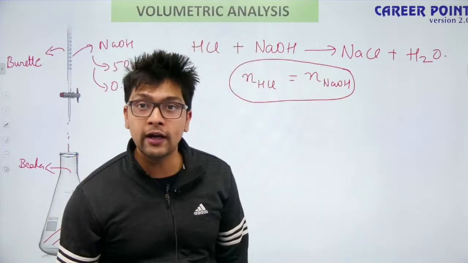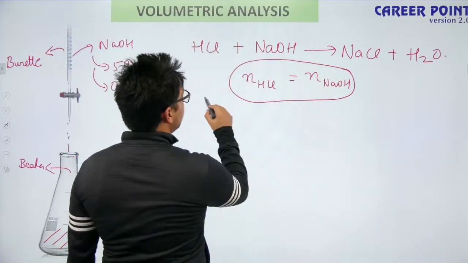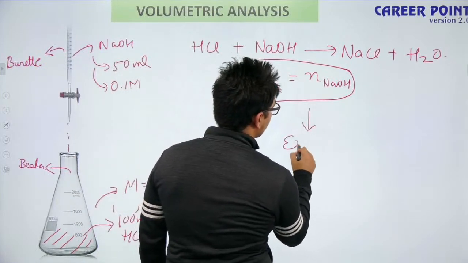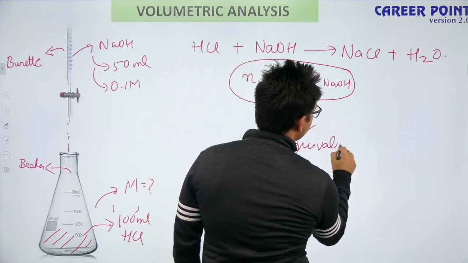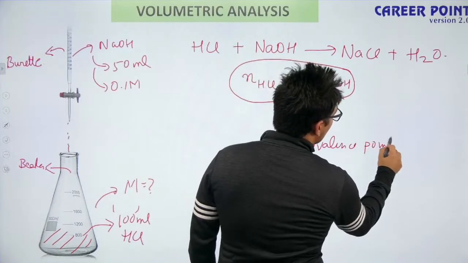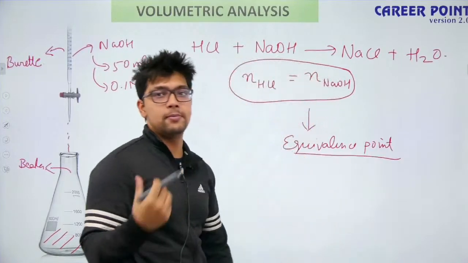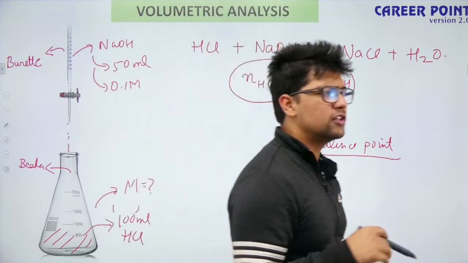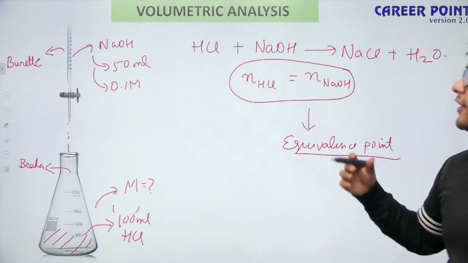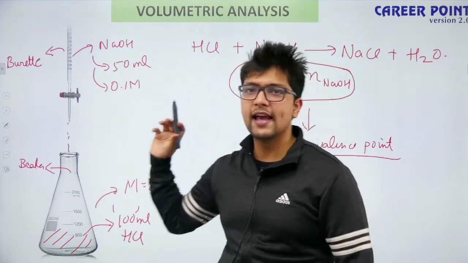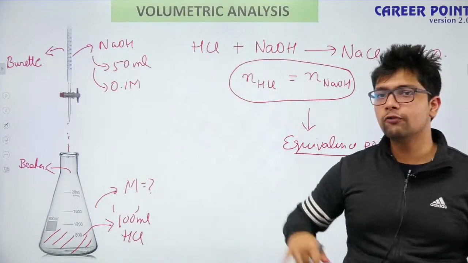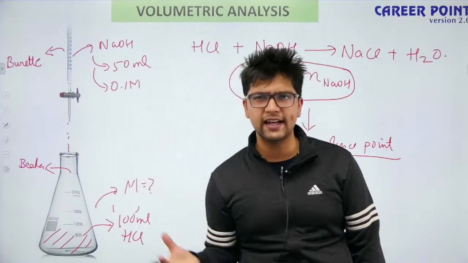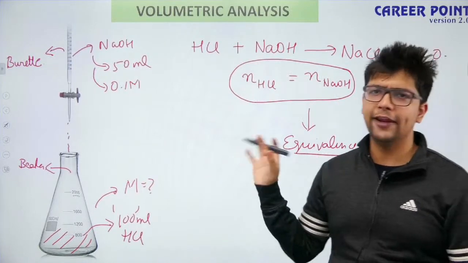This specific point is called the equivalence point. So what is the equivalence point? It is when my whole acid reacts with my base. There can be a question: how will we know if the base has reacted completely with the acid? For that we use something called indicators, about which we will learn in our ionic equilibrium chapter.